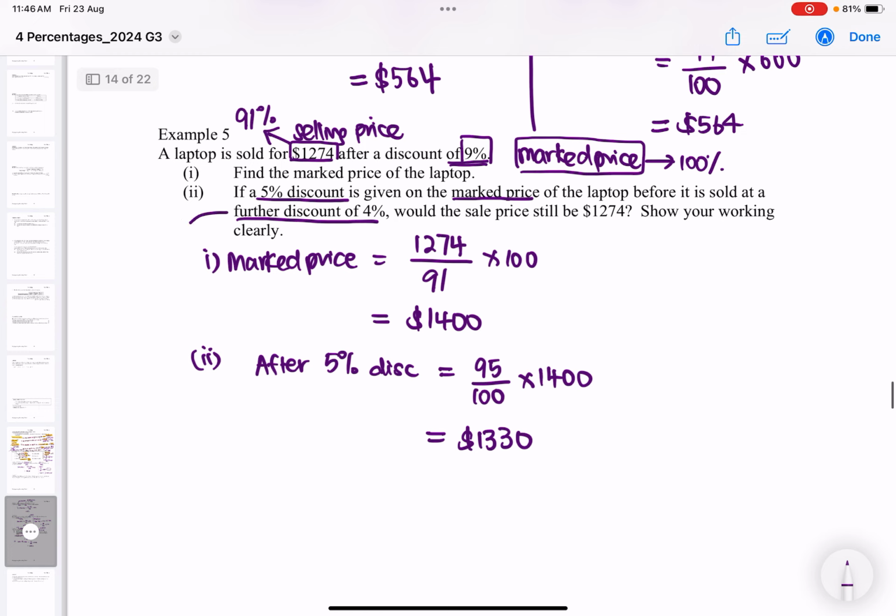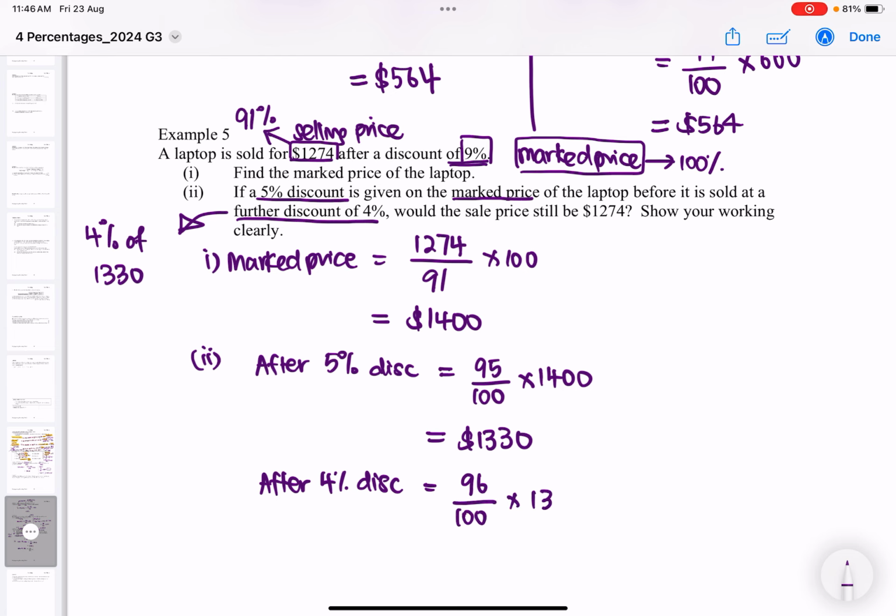Then what do they mean by a further discount of 4%? This discount is 4% of the 1,330. It's not 4% of the original 1,400. So that's what a further discount of 4% means. After another 4% discount, I need to calculate 96% of 1,330. So this will give us 1276.80. So you will be able to see that this amount is actually not the same as if I were to just give a flat 9% discount.